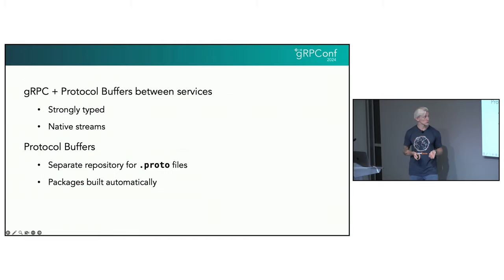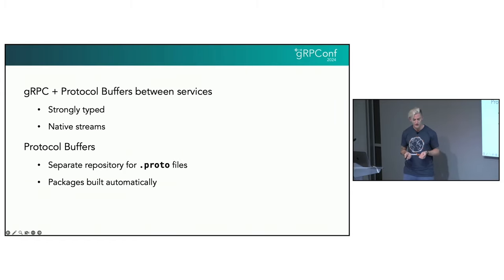To ensure reliability of communications between our services, we use gRPC with protocol buffers. Let me break this into two key points. First, we facilitate communications between services using gRPC with protocol buffers. That means that all communicated data is strongly typed. That is, a strict schema is enforced, which reduces chances of errors and ensures data integrity as it passes. Additionally, gRPC supports streams natively, which allows us to handle real-time data efficiently.